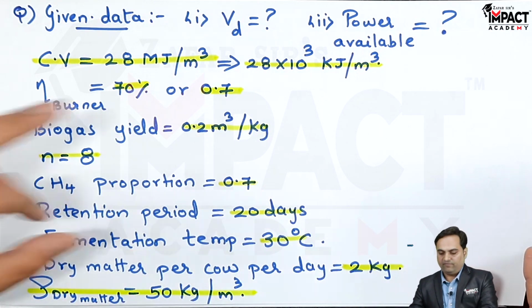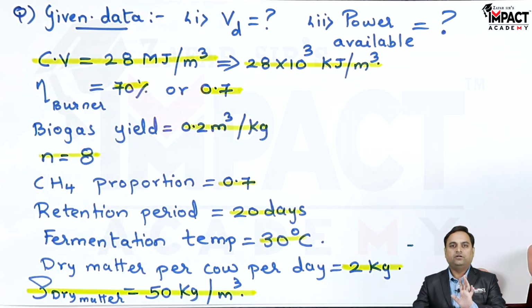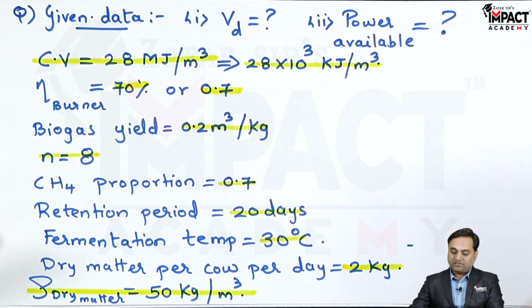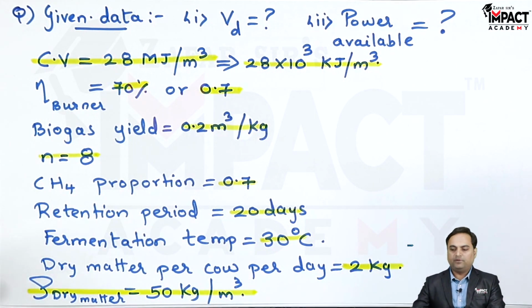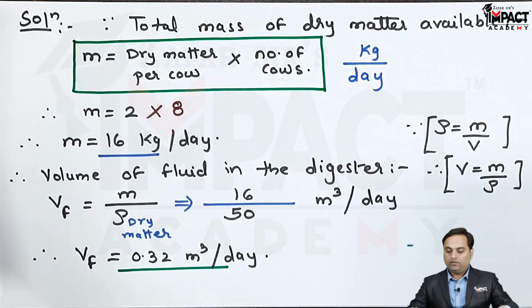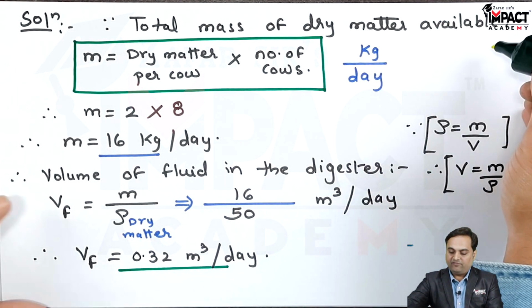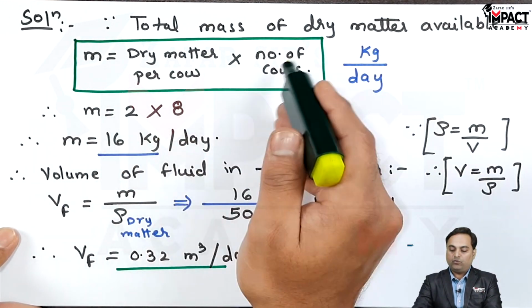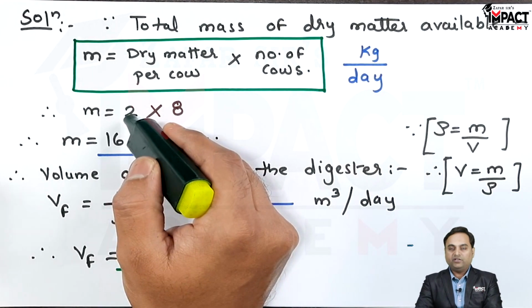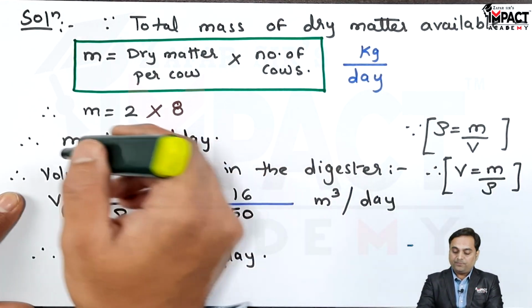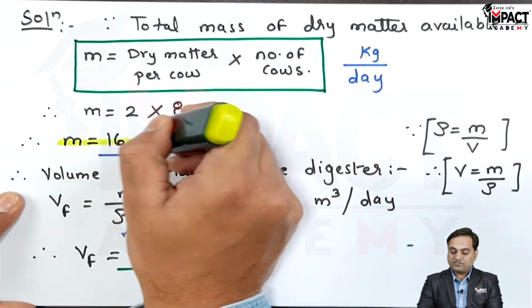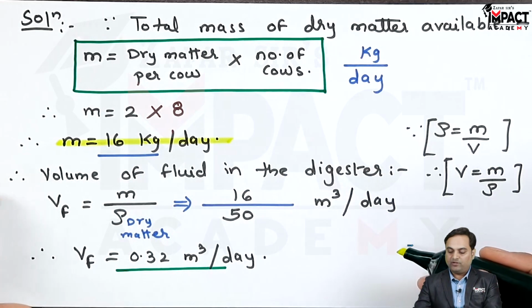In the solution, we want the volume of digester. First of all, since the dry matter per cow is given as 2 kg, I'll multiply it with the number of cows to get the total dry matter available per day. So the total mass of dry matter is the dry matter per cow into the number of cows. Here, this is 2 into 8, which comes out to be 16 kg per day. So this is the mass we are feeding per day into the biogas plant.